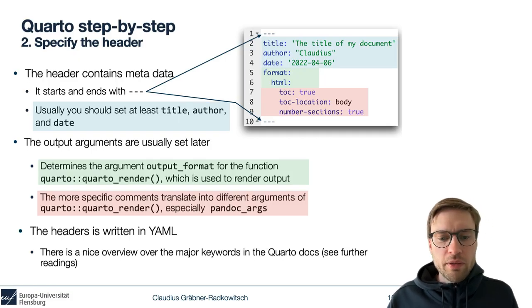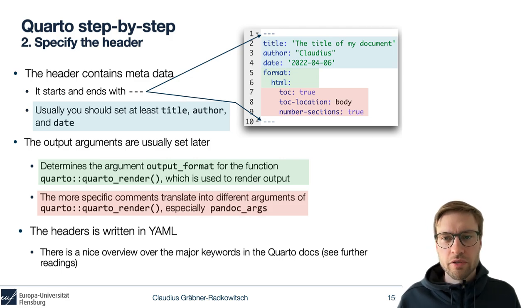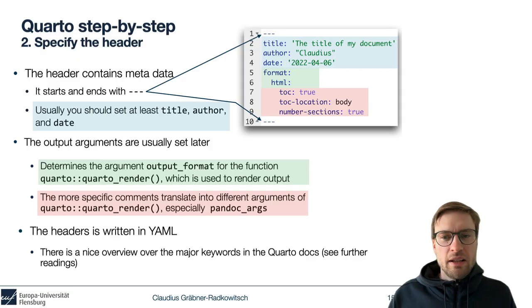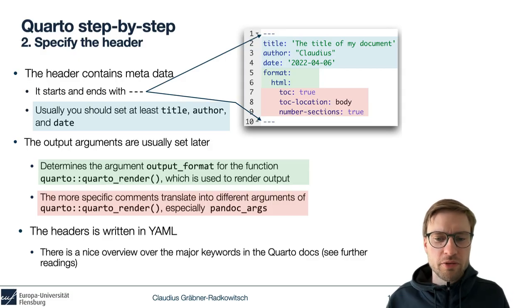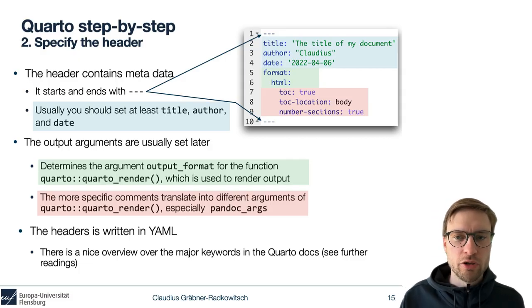This is a nice overview of the major keywords in the Quarto docs, and I think this should be sufficient information for you right now. There are some general things that are immediately obvious. Whenever you want to change something in the final looks of your document or on the process of how this document is created, there's usually some way of adding keywords to the header that allow you to do exactly that. And usually the Quarto docs are the best way of looking up how you can translate your wishes to the keywords in the header of your document.